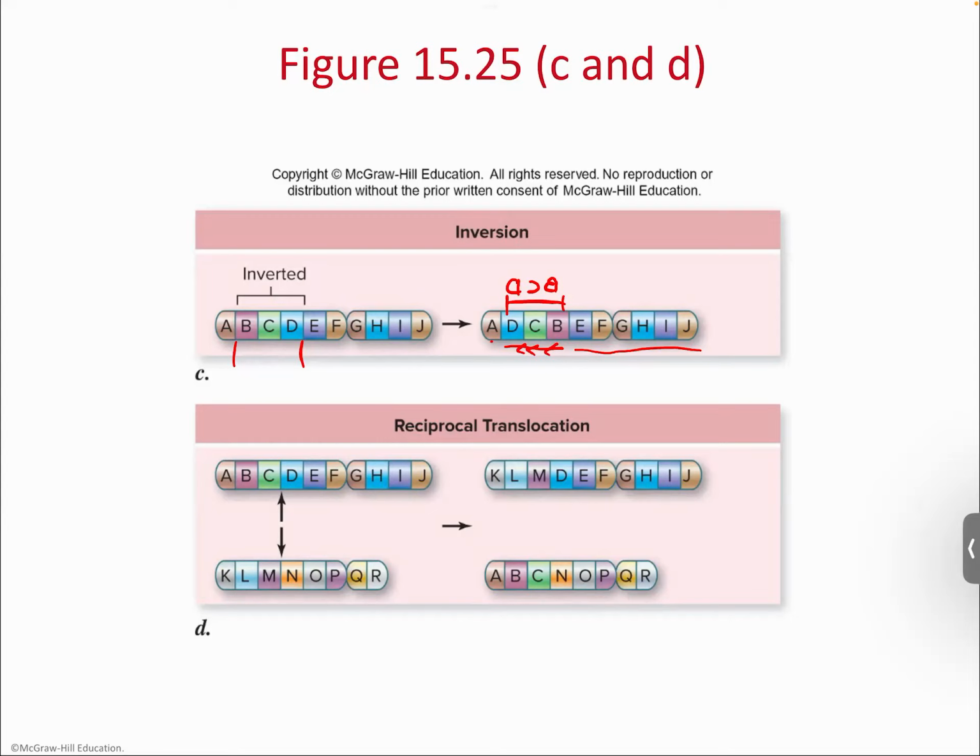So what you see is dysregulation of the genes in and around the breakpoints, and that causes the problems with both inversions and also with translocation.